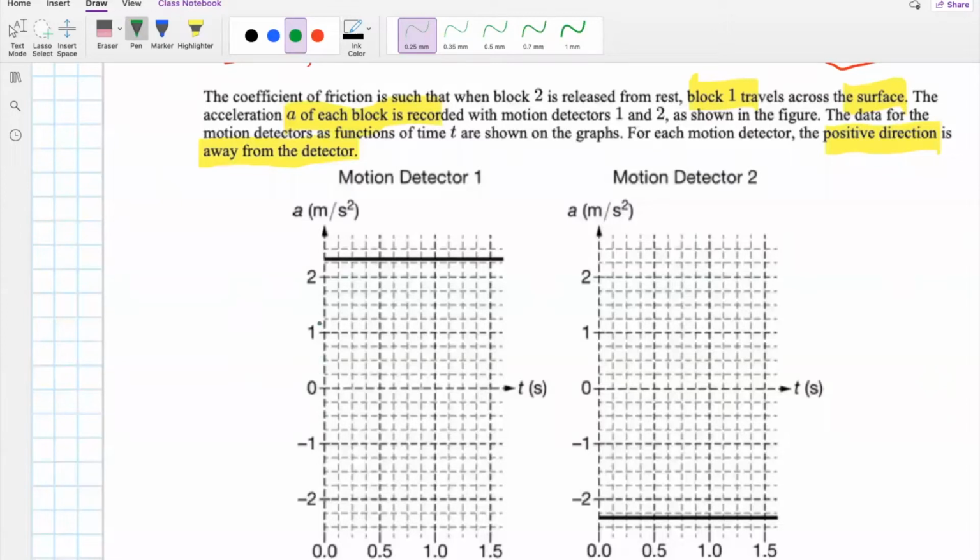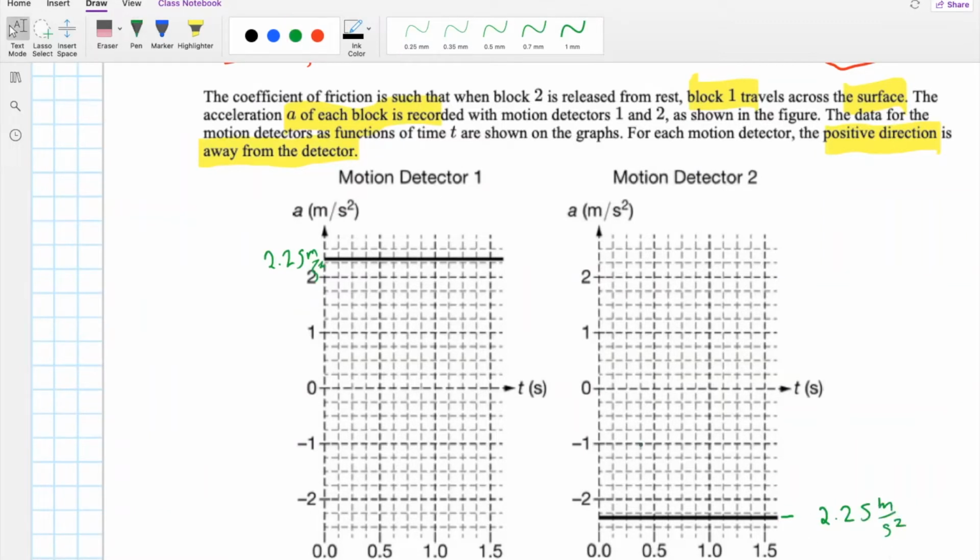So it's going to be 0.25, my mistake. So about 2.25 meters per second squared. And yeah, we're getting some weird distortion there from the computer. Sorry about that. Motion detector 2 is detecting block 2 moving towards it. And as we should hopefully expect, the acceleration at this point is going to be 2.25 meters per second squared in the negative direction, aka towards it.